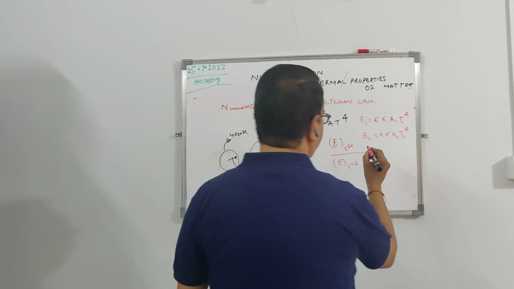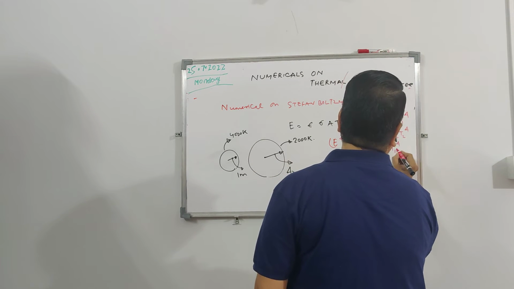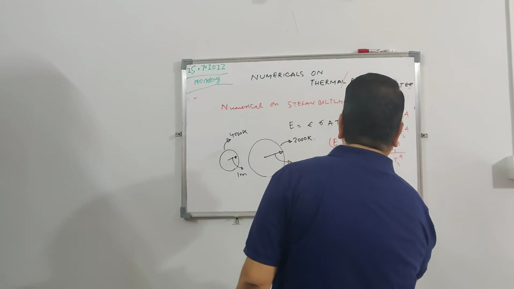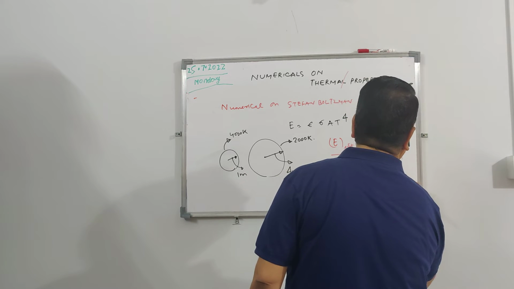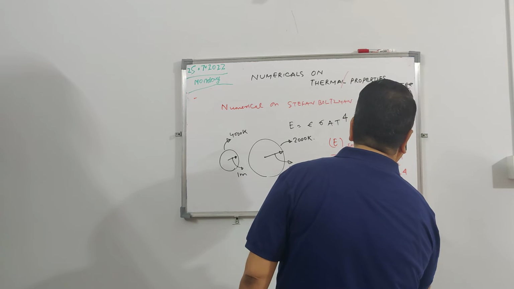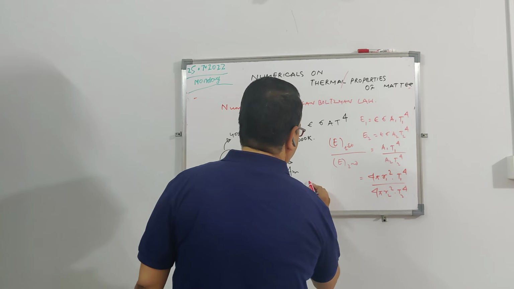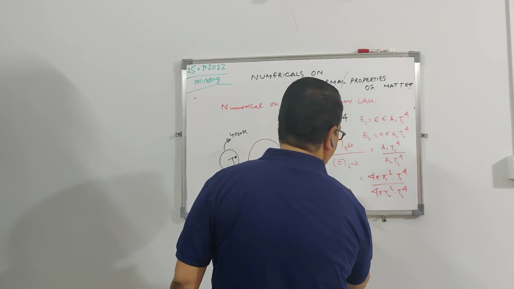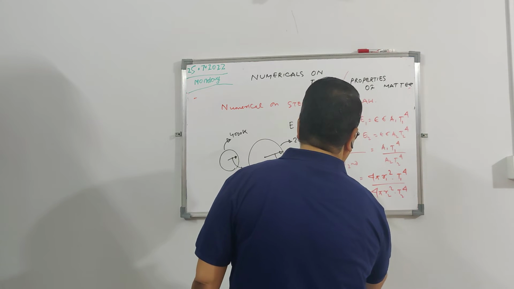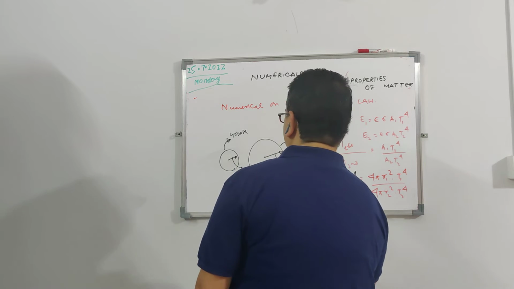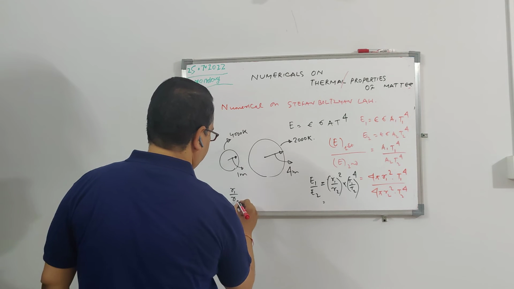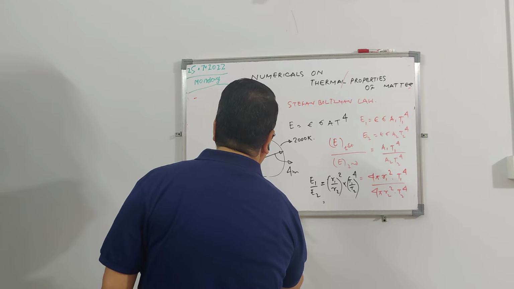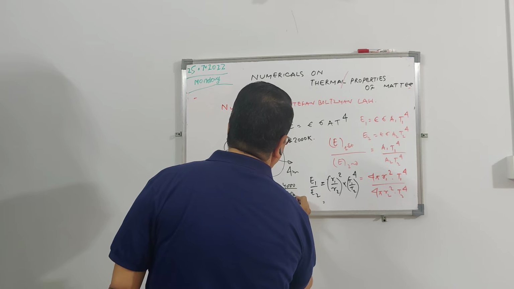So if you divide first by second, it will be A1 T1 to the power 4 divided by A2 T2 to the power 4. Your area you know is 4 pi R1 square. So 4 pi R1 square into T1 to the power 4 divided by 4 pi R2 square into T2 to the power 4. So E1 by E2 is equal to R1 by R2 whole square into T1 by T2 whole to the power 4. Your R1 by R2 is equal to 1 by 4, and T1 by T2 is equal to 4000 divided by 2000, which is equal to 2.